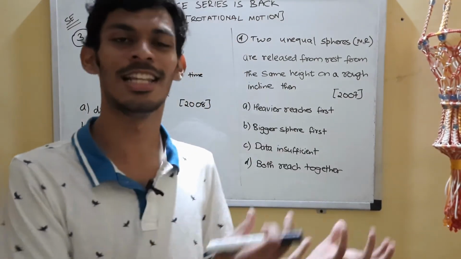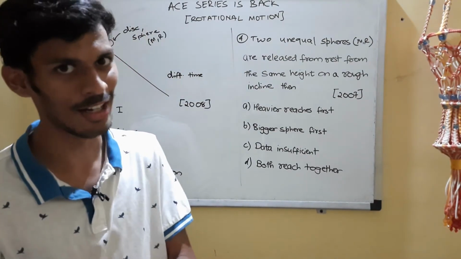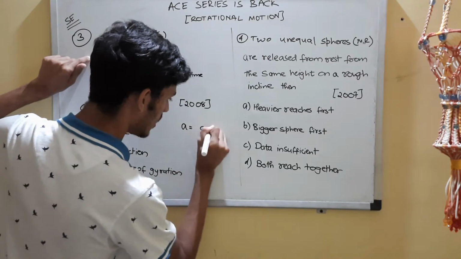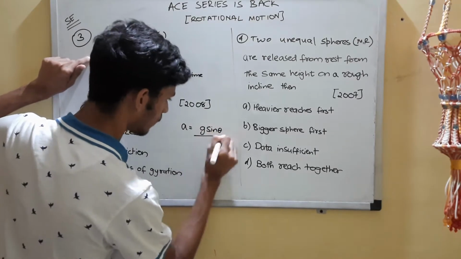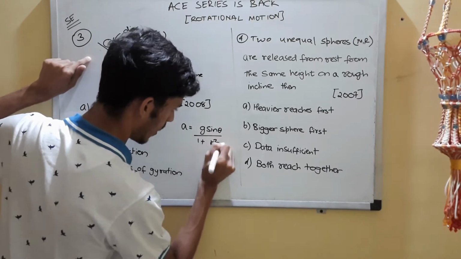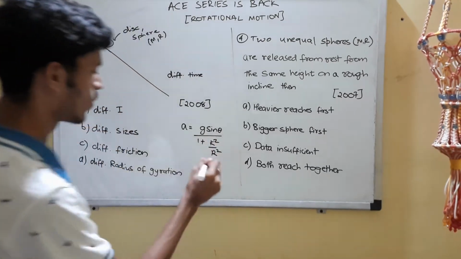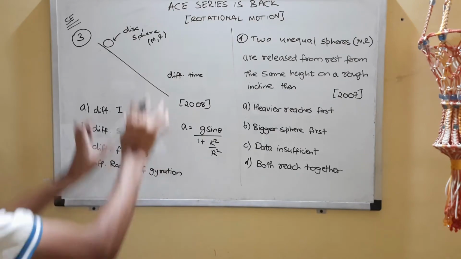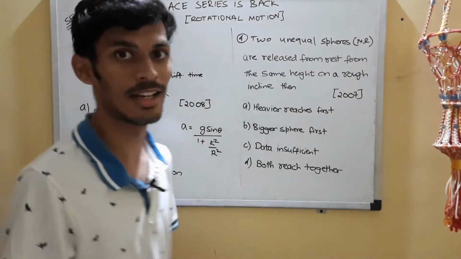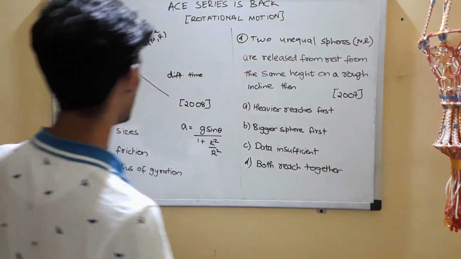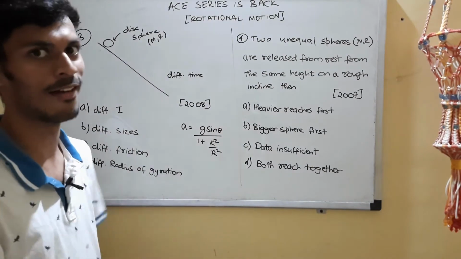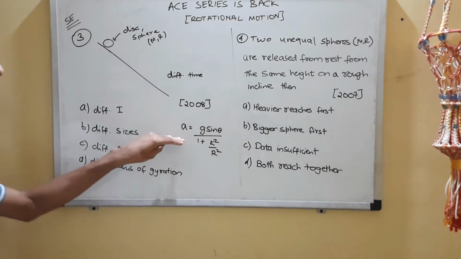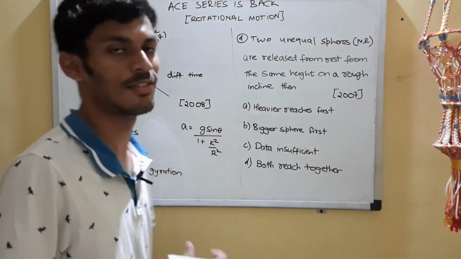Okay, the acceleration for rolling has a different formula. Okay, the acceleration in this case will be given as g sine theta upon 1 plus k square by r square, or I square by mr square. Okay, so here they have given you that they will reach at different time, and you are supposed to reason why. From this formula you can easily make out that their acceleration will be different, right?